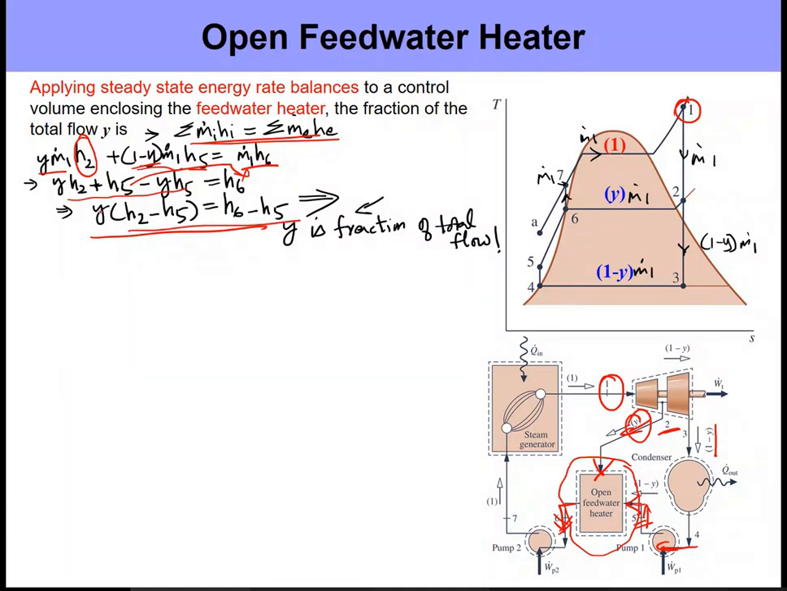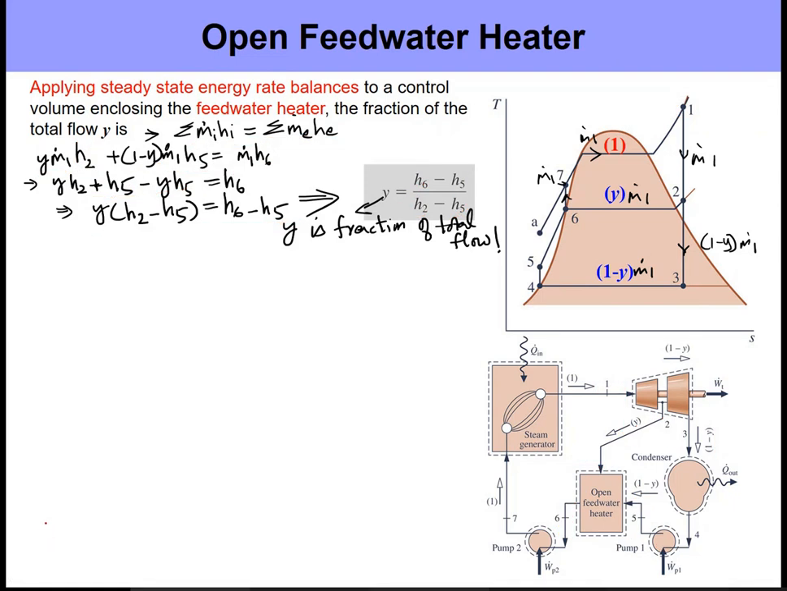Now I'm interested in getting y, so I can write y as h6 minus h5, which is the increase in the enthalpy of the cold fluid on the cold side, divided by h2 minus h5. h2 minus h5 is the maximum difference in the enthalpy, the difference in enthalpy between the two inlets, state 2 and state 5. So this again is something that you should be able to obtain by energy balance.